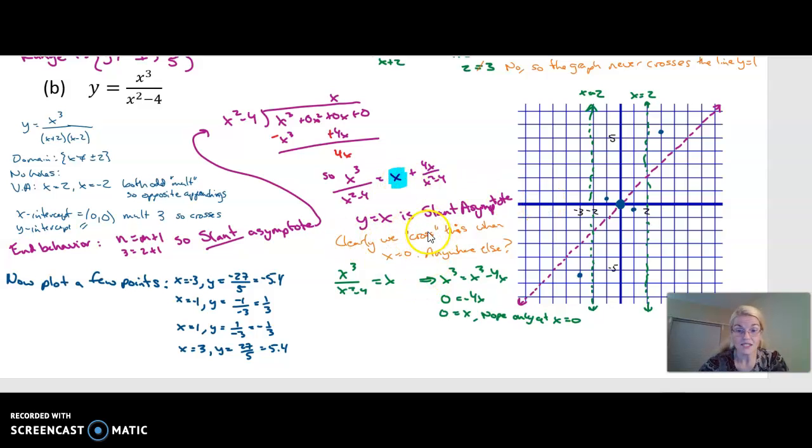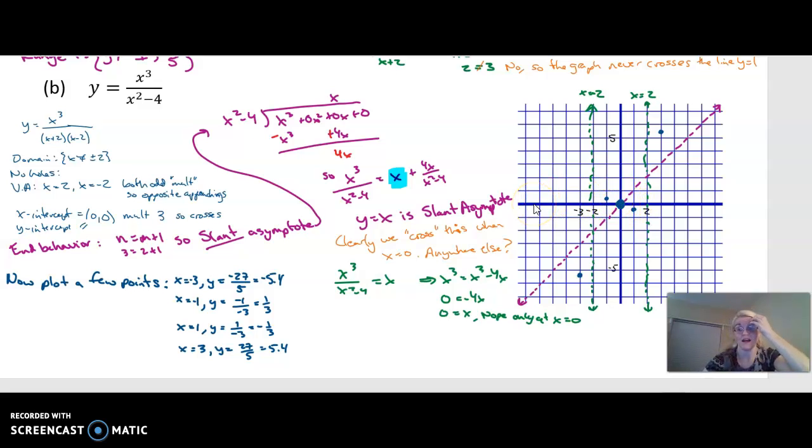So do we cross this slant asymptote? Well, clearly we crossed it right there at the origin, but do we cross it anywhere else? How do we know? Again, set your slant asymptote equal to your function. So x cubed all over x squared minus 4 equal to x. Well, so multiply this on both sides. So x cubed is equal to x cubed minus 4x. So if you subtract x cubed, you have 0 is equal to -4x. That only happens when x is 0. So the only time you're going to cross this non-existent line, this asymptote line, is at x equals 0.